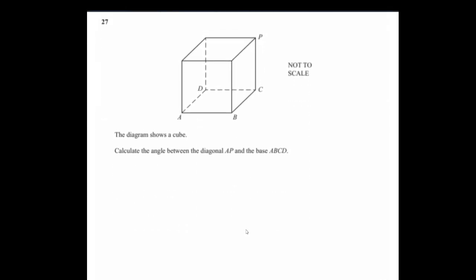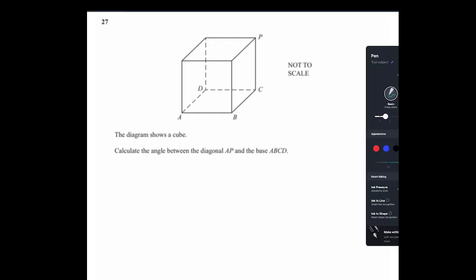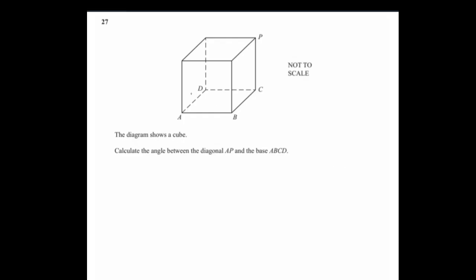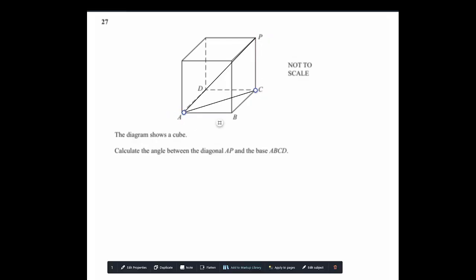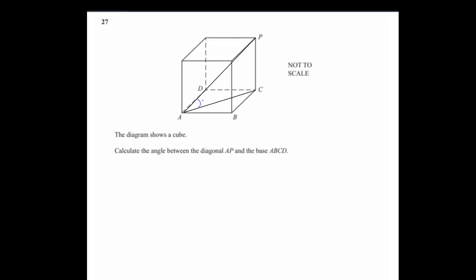Question number 27. The diagram shows a cube. Calculate the angle between the diagonal AP and the base ABCD. We need to find out the angle between the diagonal AP. So let me draw the diagonal here like this, and the base ABCD. For the base also draw a diagonal to find the angle. So you can see a triangle now here. This is the angle we need to find out.